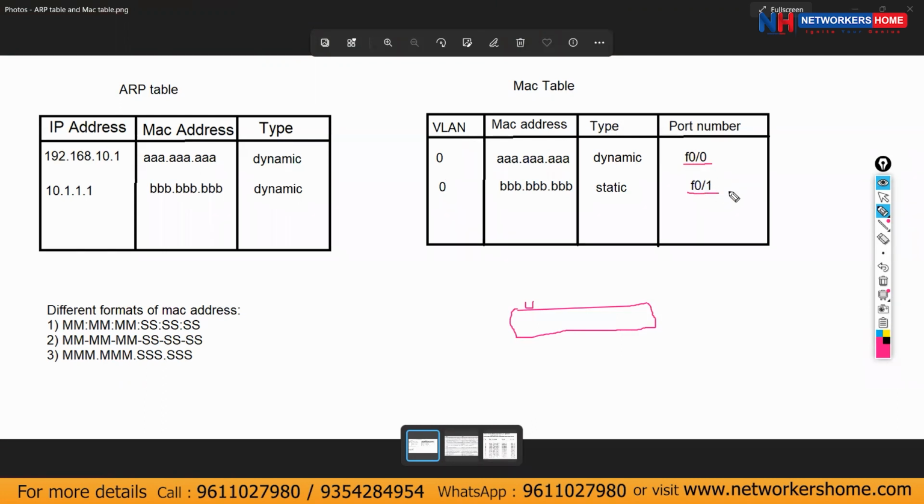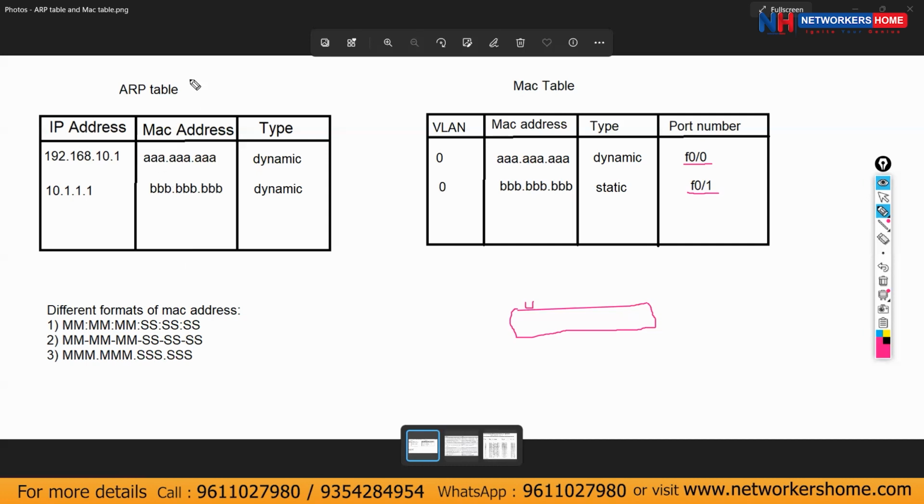Okay. And MAC addresses can be mentioned in 3 formats. It all means the same, but these are 3 different formats to represent the MAC address. HP might use this format to represent the MAC address, Cisco might use this format, and Dell might use this format. All 3 are the same, but different representations of the MAC address. Okay, make a note of this.